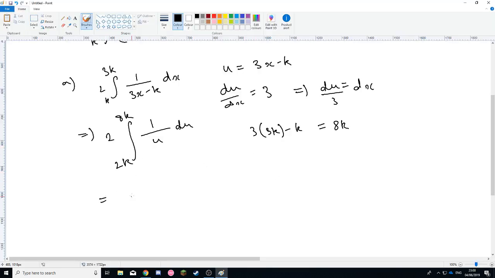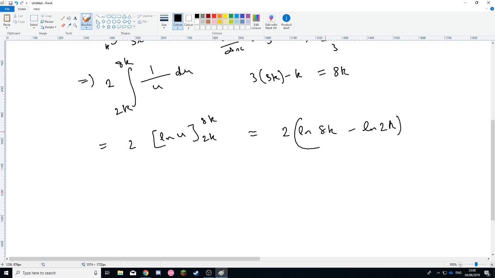Okay. So that gives you 2 ln of u with the limits 8k and 2k, which will give you 2 ln of 8k minus ln of 2k. And then you can use your laws of logs to just do ln of 8k divided by 2k. The k's cancel. This simplifies, and then you get something.